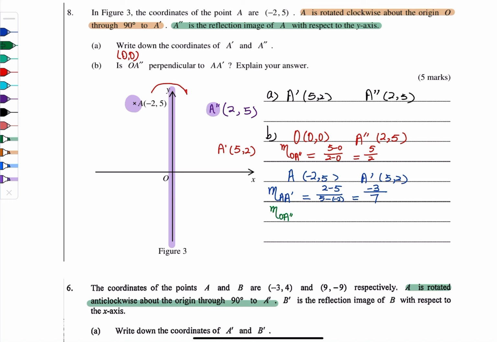Slope of AO and A2 times slope of A dot. You will have 5 over 2 times negative 3 over 7. You will be able to get that as negative 15 over 14. Is that a negative 1? It is negative 1 point something, not exactly negative 1. So it might look perpendicular, but it is not perpendicular. So we know this is not equal to negative 1. So O and A2 is not perpendicular to A dot. Easy?